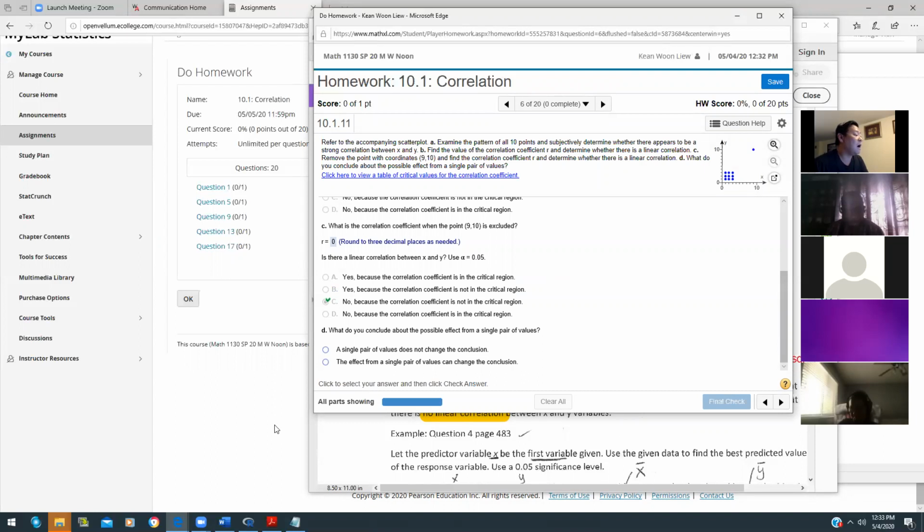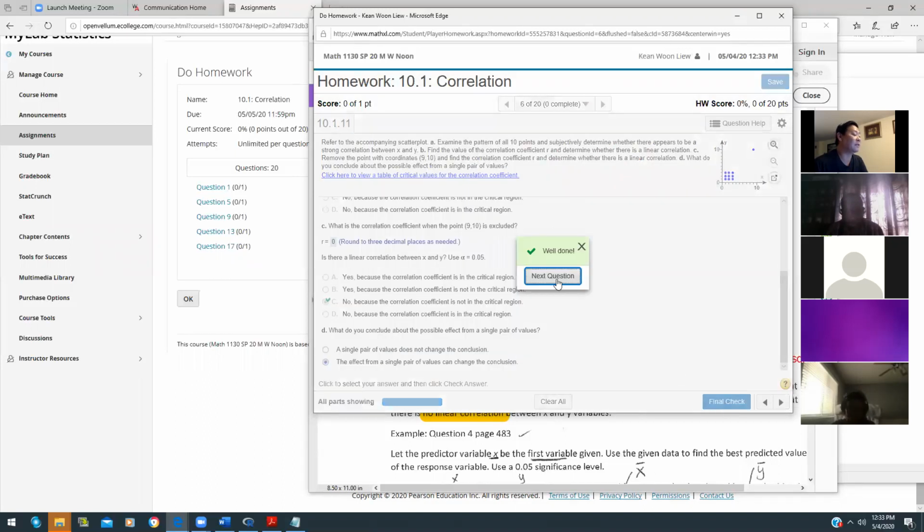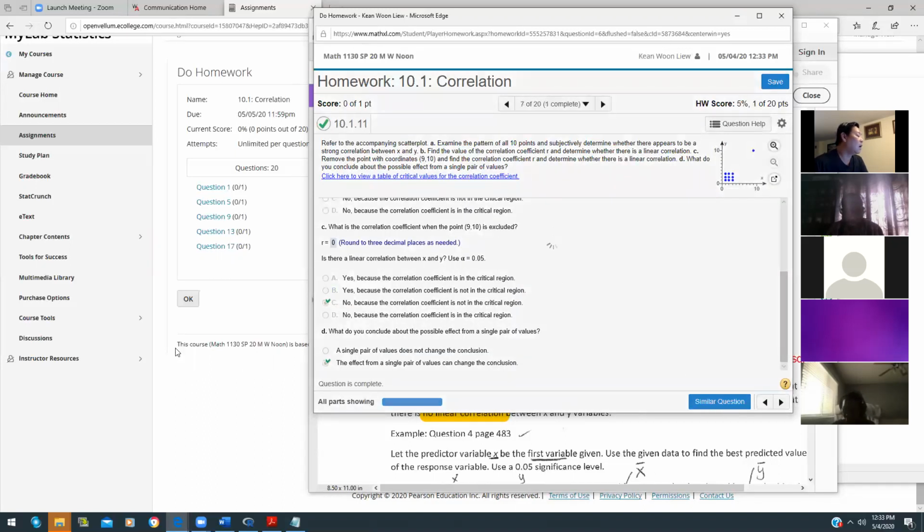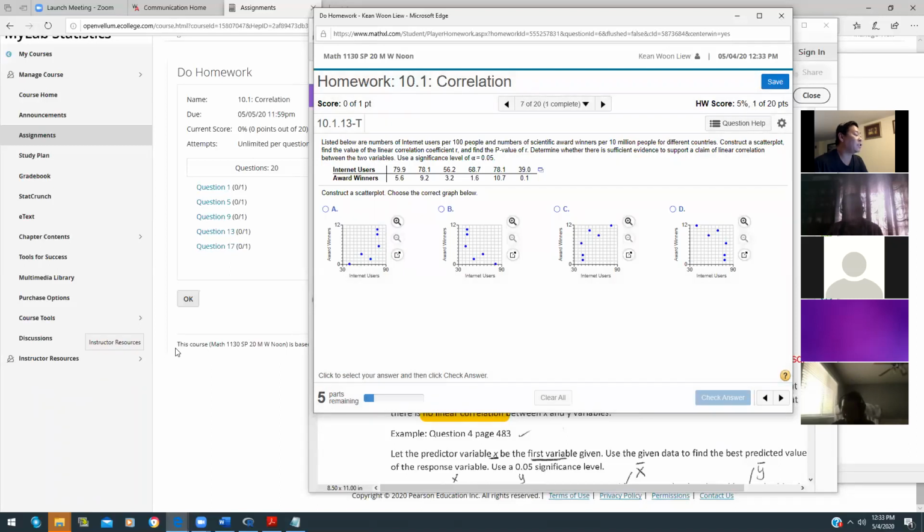Okay. And now the last part is, what do you conclude about possible effect on a single pair value? So what happens to this 1 point? Does this 1 point change a lot, or does it not change a lot? It changed a lot. So in this case, a single pair does not change or change. So in this case will be the second one, right? A single pair can change a lot. So this is how we do the answer in this case. Okay. All right. So this is how we do these questions.